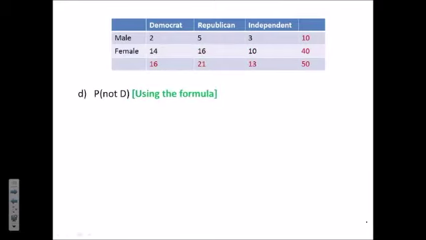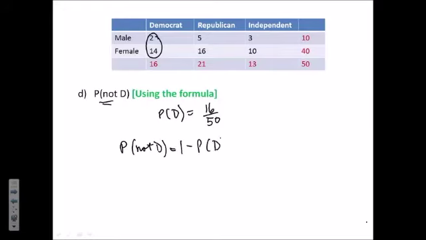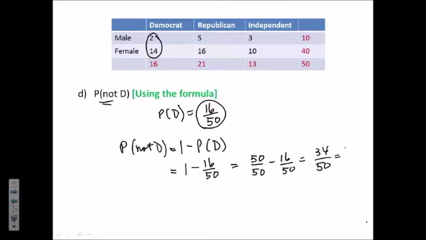We could do the same problem using the formula. The probability of Democrat is, we have 16 Democrats out of 50 people. Using the not formula, the probability of not Democrat is 1 minus the probability of Democrat, or 1 minus this number, 16 out of 50. Well, that's 50/50ths minus 16/50ths gives 34/50ths, or 17 out of 25.